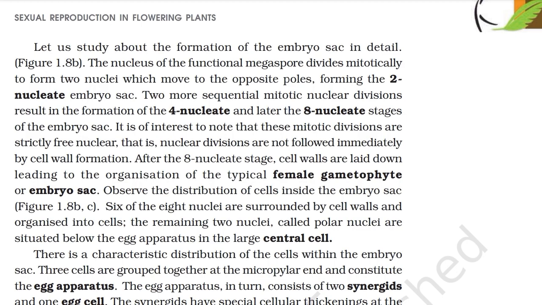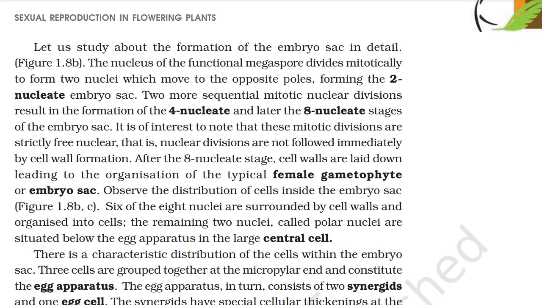Figure 1.8b. The nucleus of the functional megaspore divides mitotically to form 2 nuclei which move to the opposite poles, forming the 2-nucleate embryo sac. 2 more sequential mitotic nuclear divisions result in the formation of 4 nucleate and later 8 nucleate stages of the embryo sac. It is of interest to note that these mitotic divisions are strictly free nuclear, that is, nuclear divisions are not followed immediately by cell wall formation.